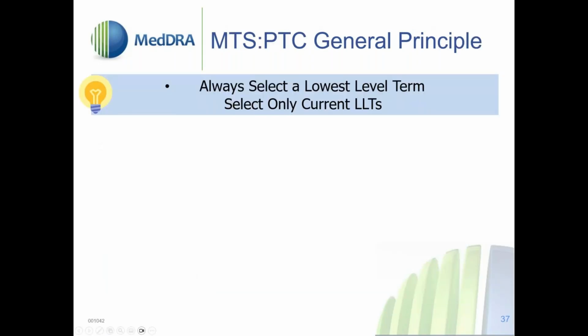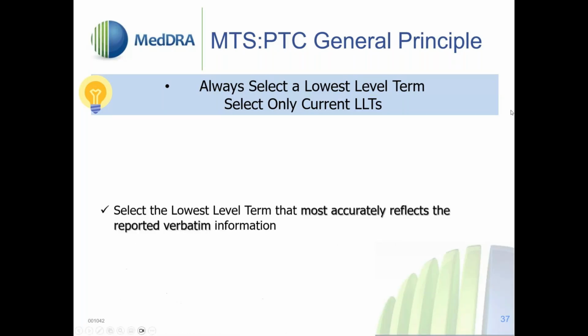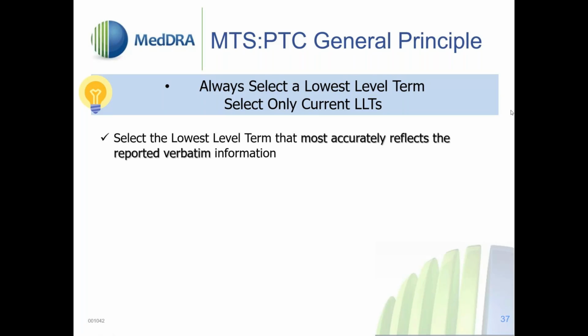Okay, so when we talk about certain guidelines in terms of coding, we said that the coding starts at the LLT level. So always select an LLT level when you are coding, and try to find the LLT level that is the closest possible reflection of your original verbatim. We said MedDRA has a large number of LLTs, close to 90,000 or under that. And if you consider that the non-current LLTs should not be used, let's take off another 10,000 or so. But still, it's a large number of LLTs to go through.